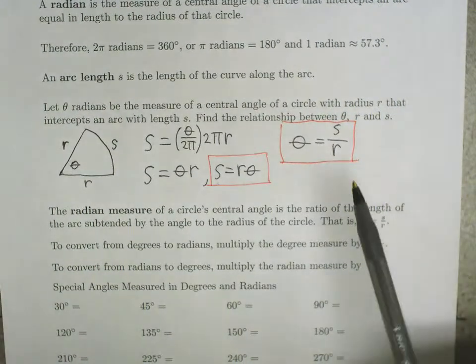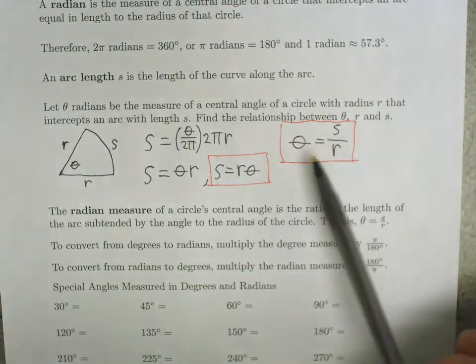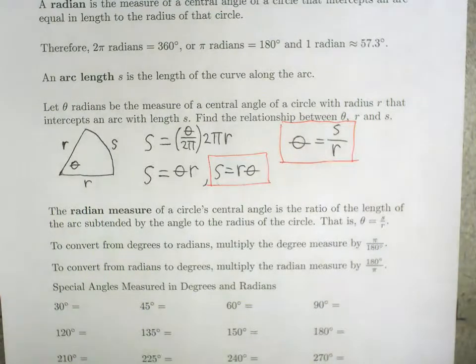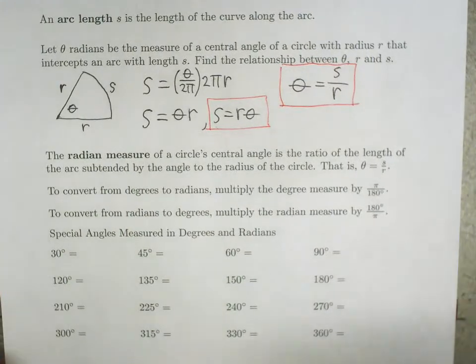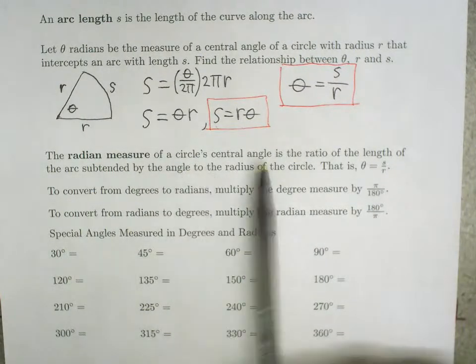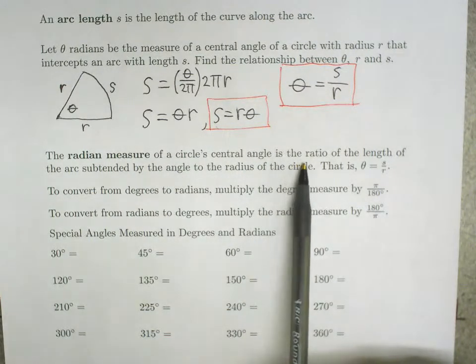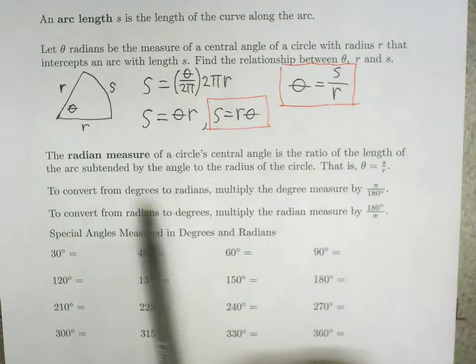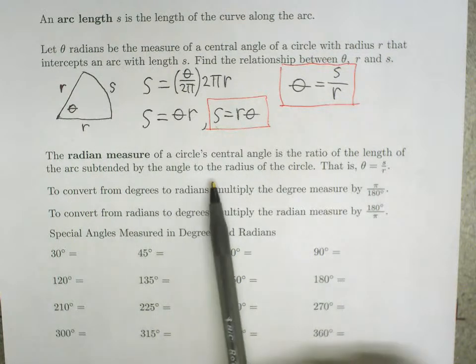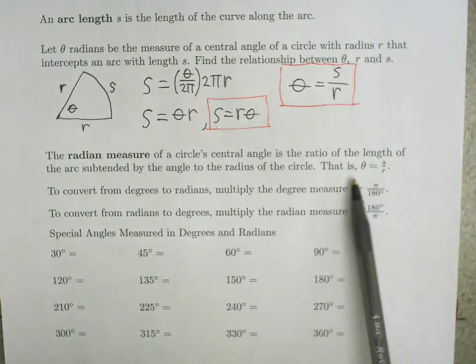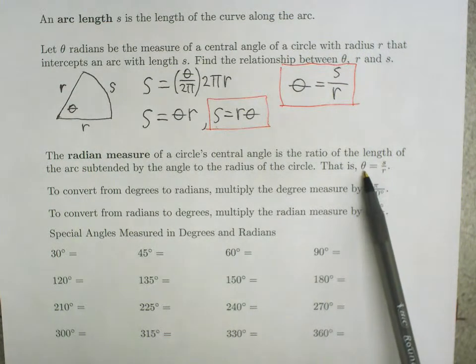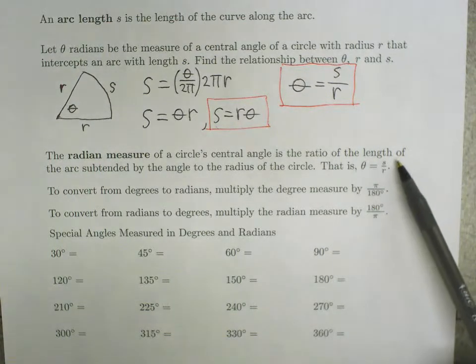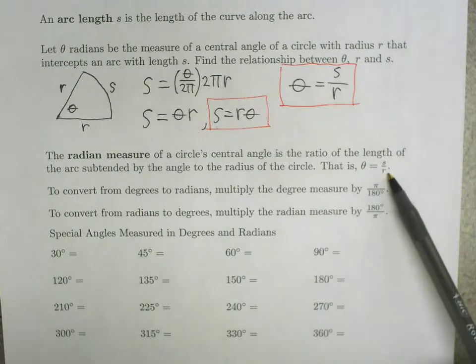Keep in mind that this only works when theta is measured in radians. The radian measure of a circle's central angle is the ratio of the length of the arc subtended by the angle to the radius of the circle. So that, in words, is what we just did up here. The central angle theta measured in radians is equal to the arc length s divided by the radius r.